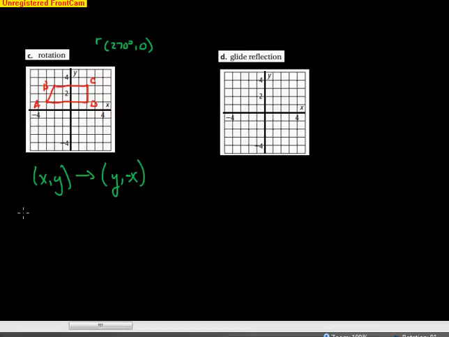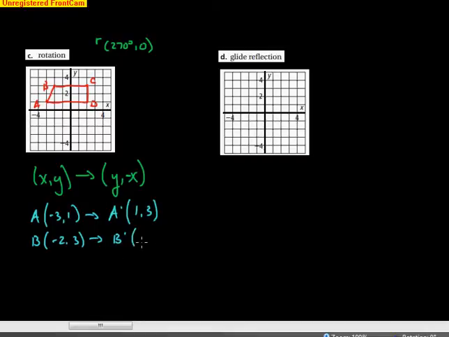So down here, I'll actually do this. A is at (-3, 1). So for A prime, I will switch this, and I'll make it (1, -3), and I'll make the second number opposite: (1, 3). For B, B is right now at (-2, 3), so I will switch it for B prime to make it (3, -2), and I'll make the second number opposite: (3, 2).